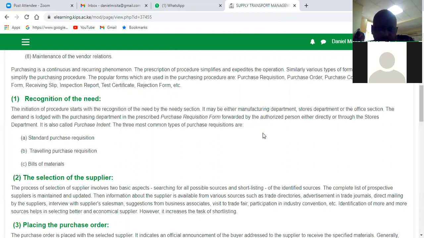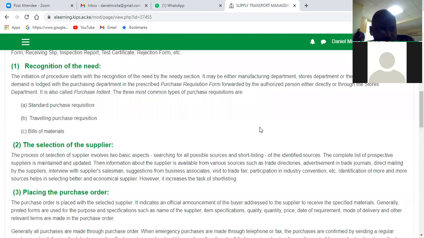There are three types of purchase requisition. Number one is the standard purchase requisition, the one that we normally use all the time. Then the second one is the traveling purchase requisition, which is normally used when you are traveling. And the last one is the bill of materials. This is a list of materials that are required to be used in a particular department.